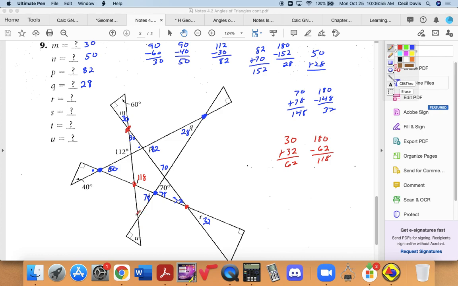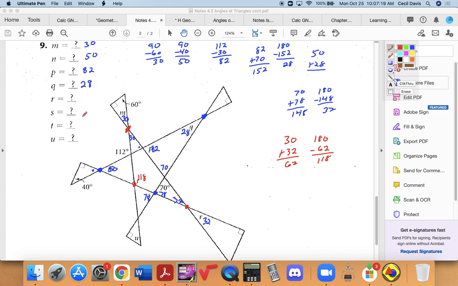I'm sorry? What S? Go ahead, Liam. Why didn't you do it on the triangle to the left of it, I put 112 plus 50, and I got 162, subtract 180 from that, to get this angle? You can. Yeah, there's frequently more than one right way to do this.